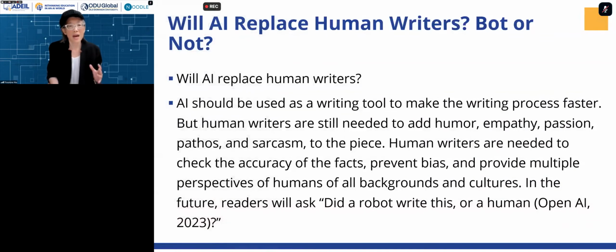Will AI replace human writers? AI should be used as a writing tool to make the writing process faster, but human writers are still needed to add humor, empathy, patience, pathos, sarcasm to the piece. Human writers are needed to check the accuracy of the facts, prevent bias, and provide multiple perspectives of humans of all backgrounds and cultures.